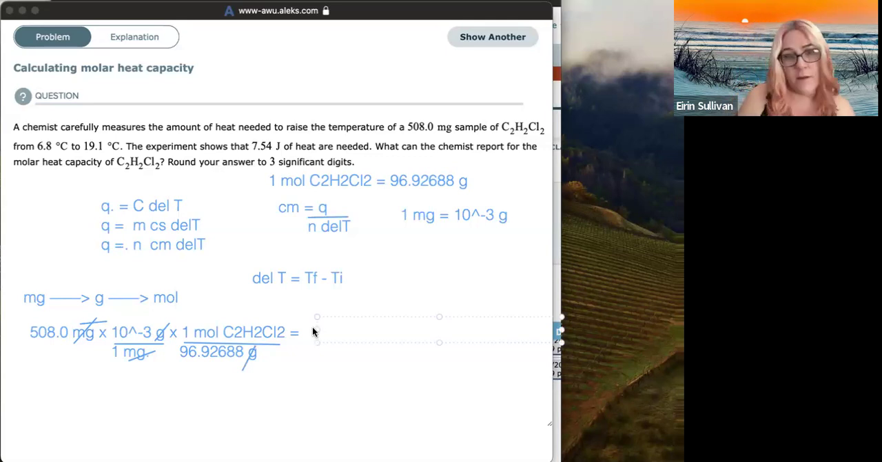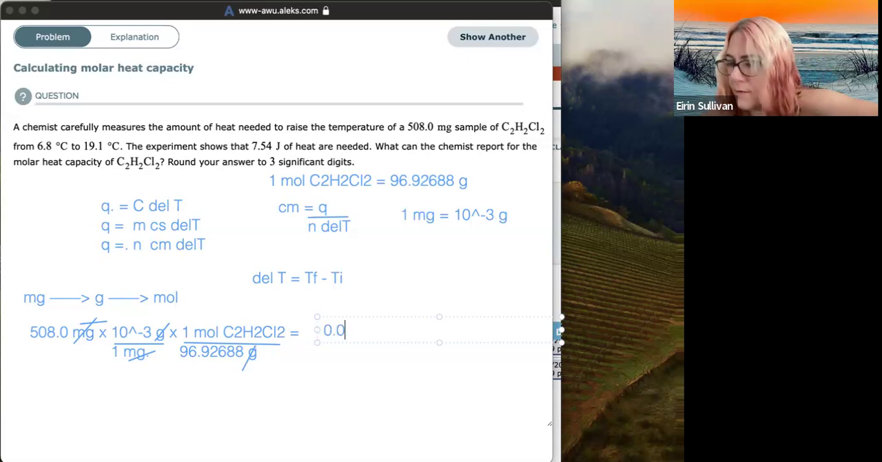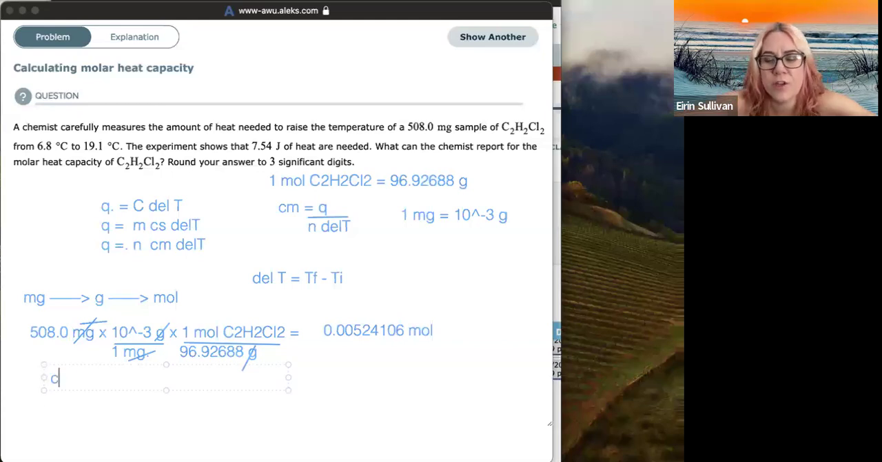All right, so 508 times 10 to the minus 3 divided by 96.92688 gives me 0.00524106 moles. I'm just going to keep loads of sig figs for now. I can round at the end. So then I'm going to solve for my molar heat capacity and just make sure my units come out in joules per mole per Kelvin, okay?